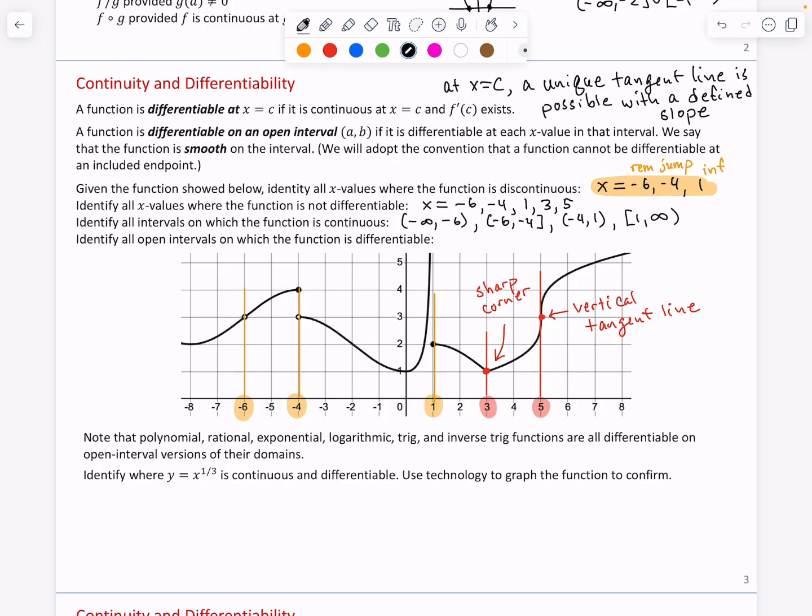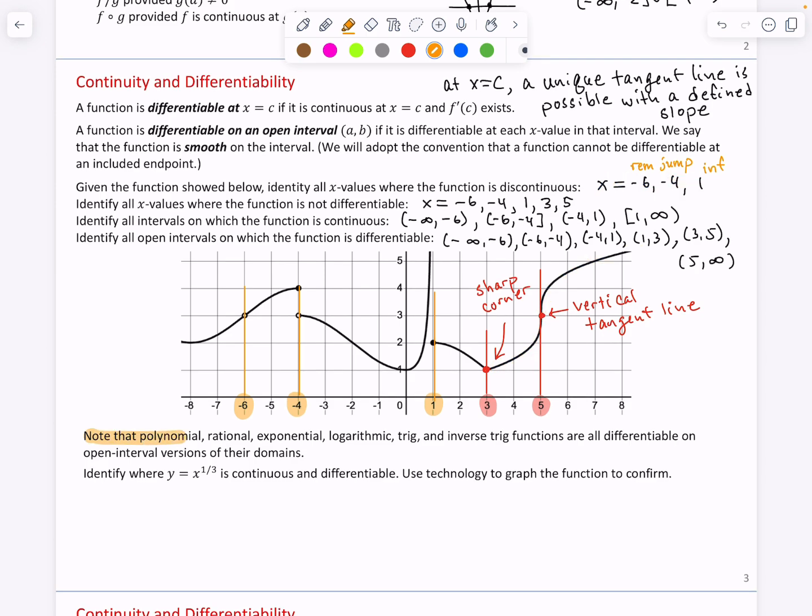Now identify all open intervals, and notice for differentiability, we're going to insist that we only give open intervals. That means exclude both endpoints on which the function is differentiable or smooth. So you have one interval, negative infinity to negative 6. Then we're smooth on this open interval, that's negative 6 to negative 4. Then we're smooth for this piece from negative 4 to 1. We're smooth between 1 and 3, smooth again between 3 and 5, and then finally smooth from 5 to infinity.